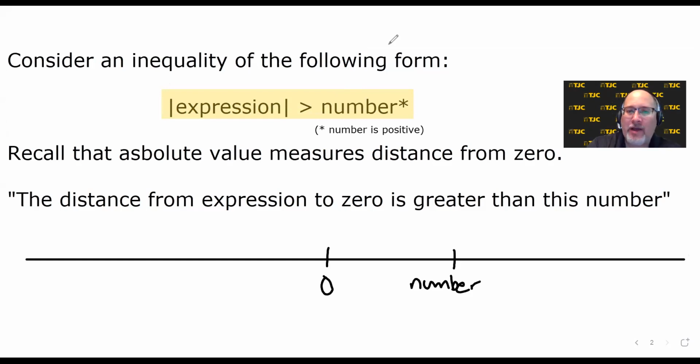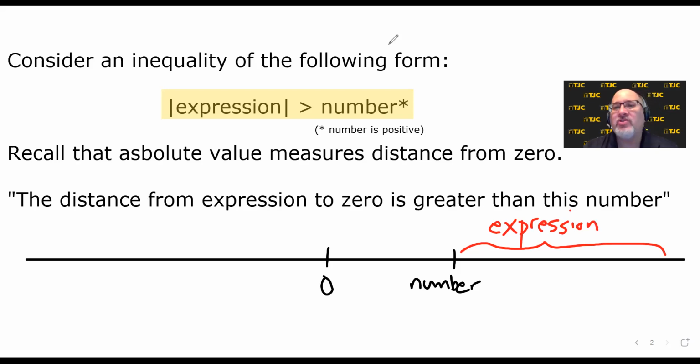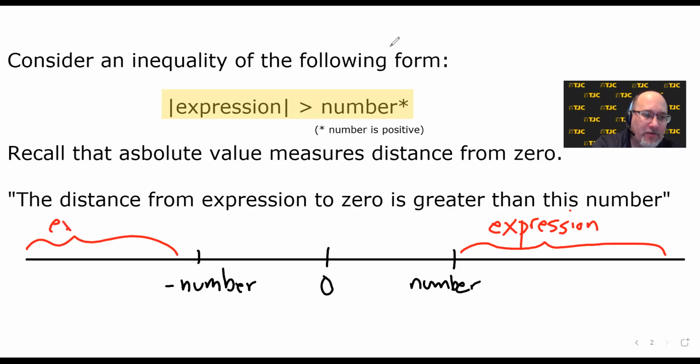That means that we have to travel further from 0 than this number, which means our expression has to be over here for its absolute value to be greater than that number. But that's assuming that we measure the distance going to the right. If we measure the distance going to the left, then we have the negative of that number over here. And if the expression is further away from 0 than that, then it has to live over here.